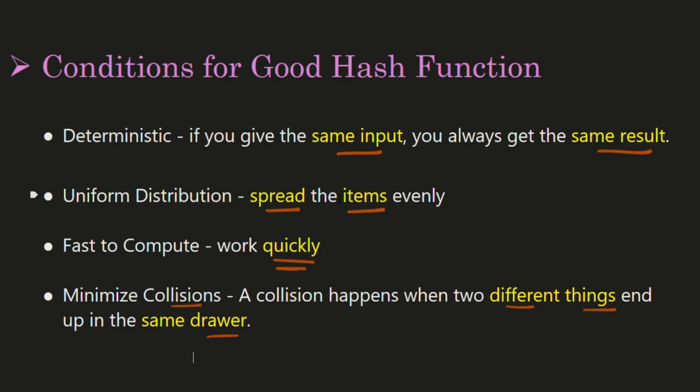In short, a good hash function is like a smart, fast office assistant that always puts the same file in the same place, uses all drawers evenly, works quickly, and doesn't confuse files, that is, achieving no collision scenarios.